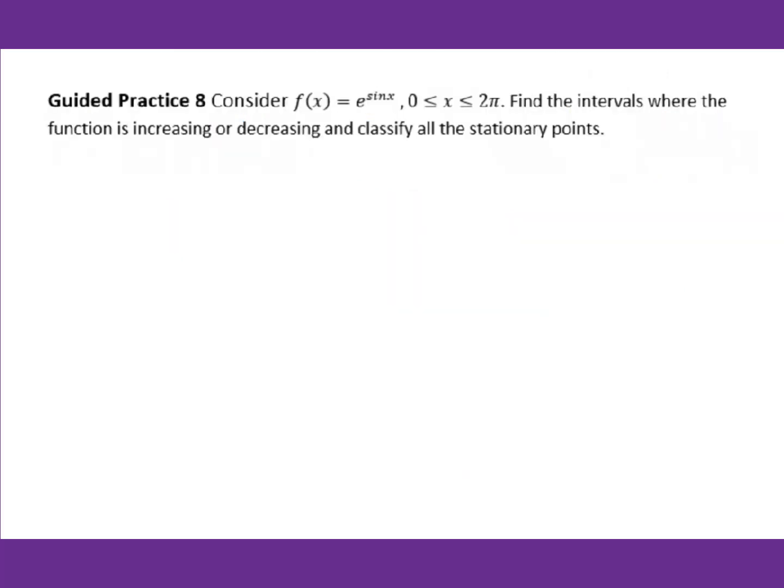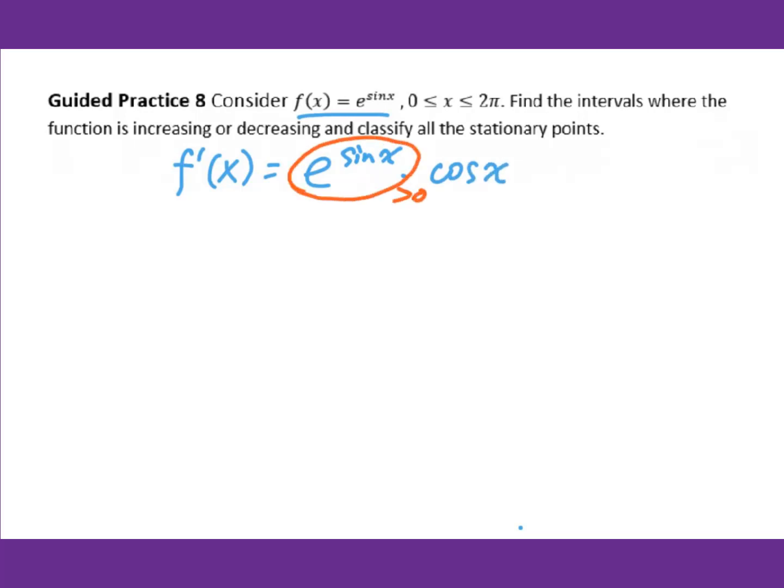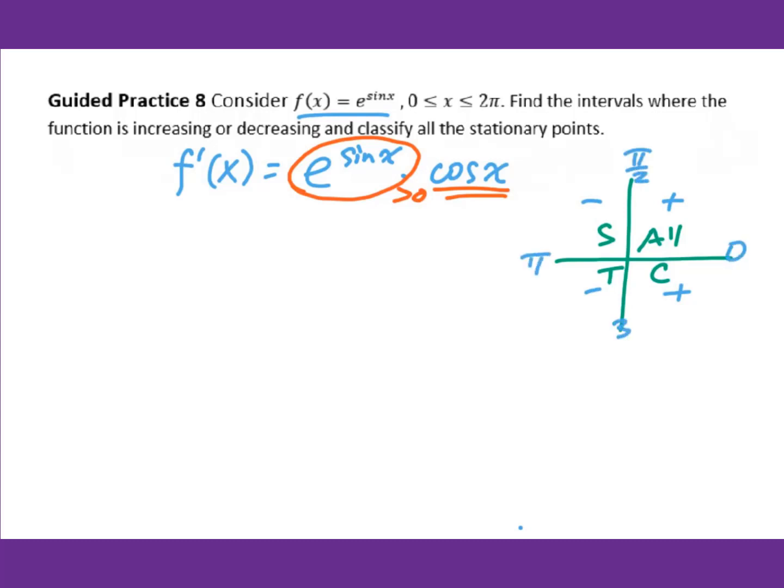Let's go to guided practice 8. Consider f of x equal to this. So we will get f prime of x equals e to the sin x times cosine x. As we know, e to the sin x is always greater than 0, so you have to do the sign diagram for cosine x. We go to the quadrants. Remember, all students take calculus. For cosine, positive, positive, and this is negative, negative. 0, pi over 2, pi, 3 pi over 2, and 2 pi.